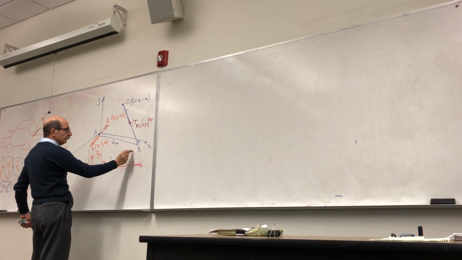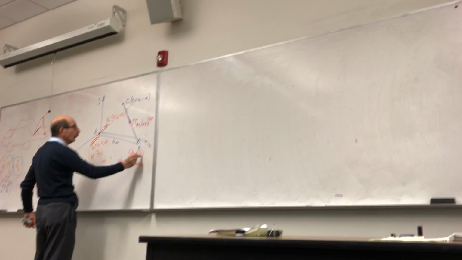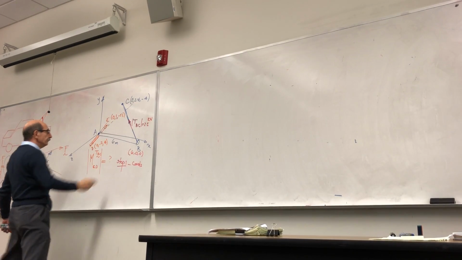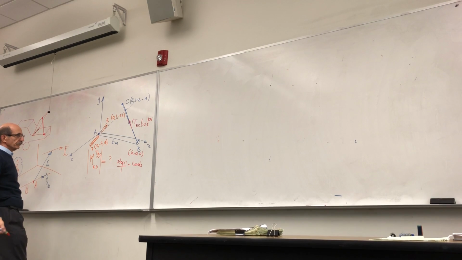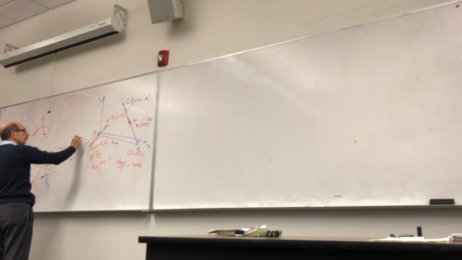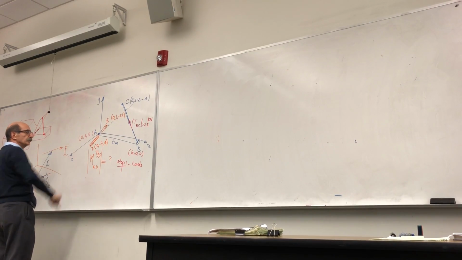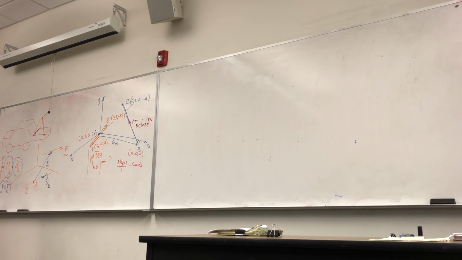So B is what? 6, 0, 0. C is given. E and D are given. And A, obviously 0, 0, 0. So you have the coordinates of all these points.